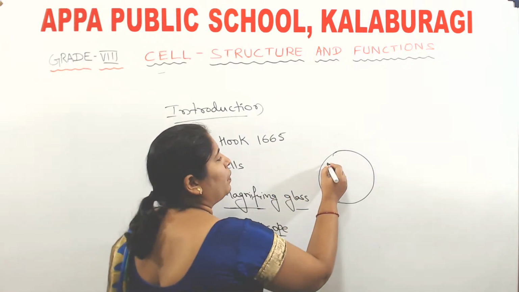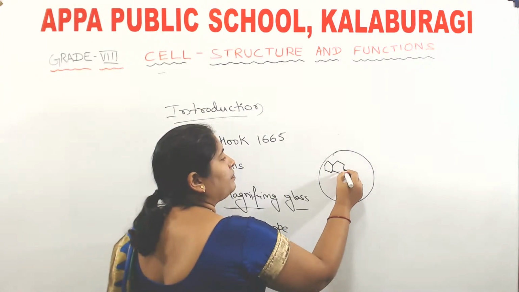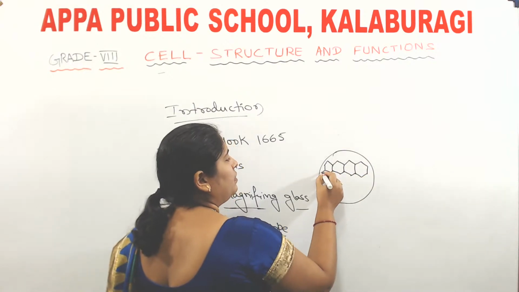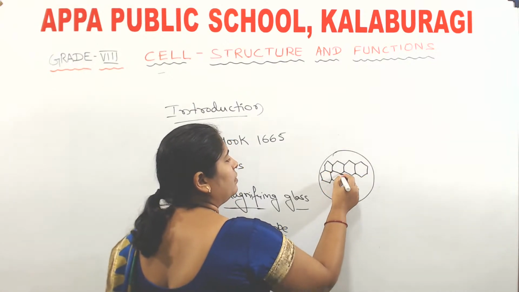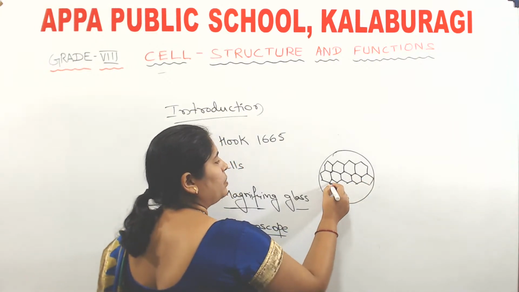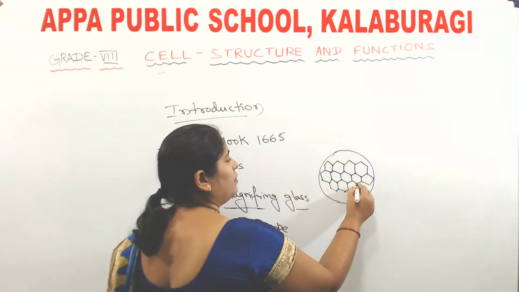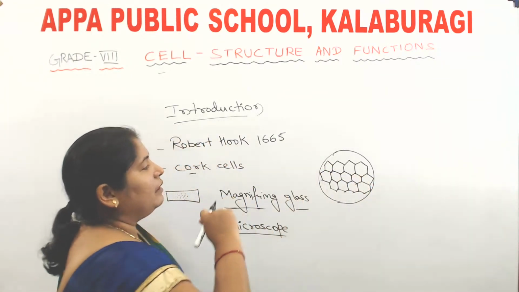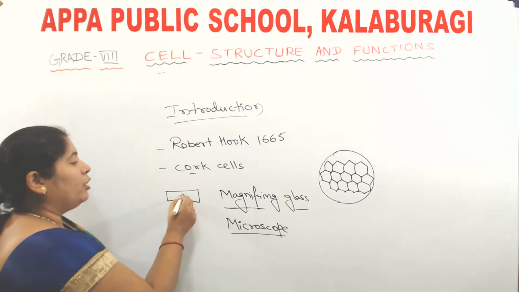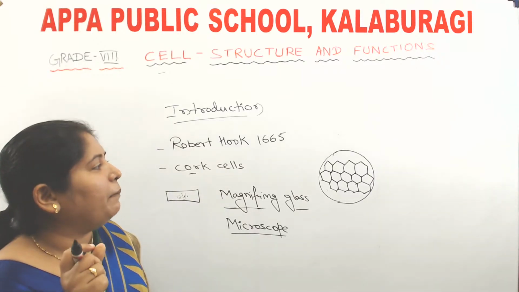So what did he observe there? He observed honeycomb-like structures. You can see it's a honeycomb-like structure having 6 faces, hexagon type, right? Yes, students? He observed a hexagonal, honeycomb-like structure under the microscope when he observed these cork cells. He was completely puzzled: what is this compartment-like structure?